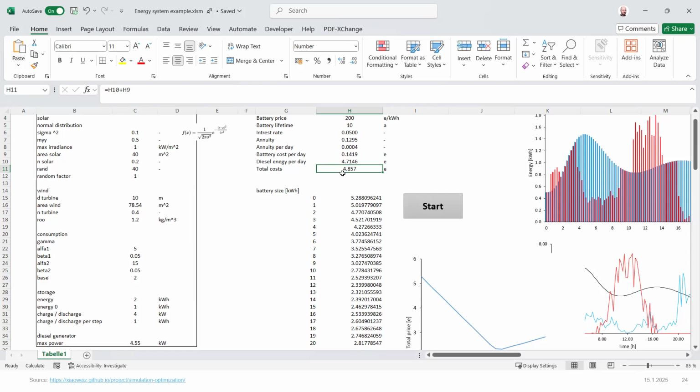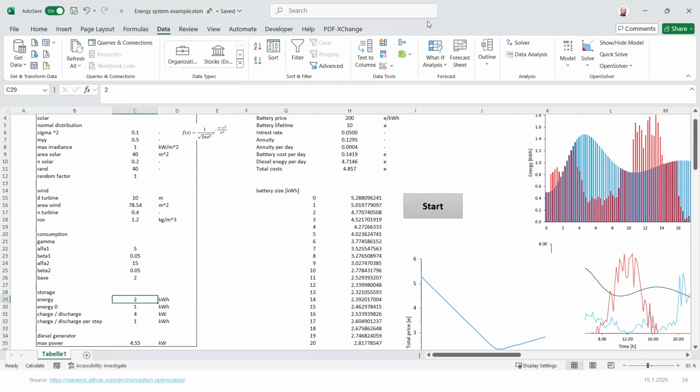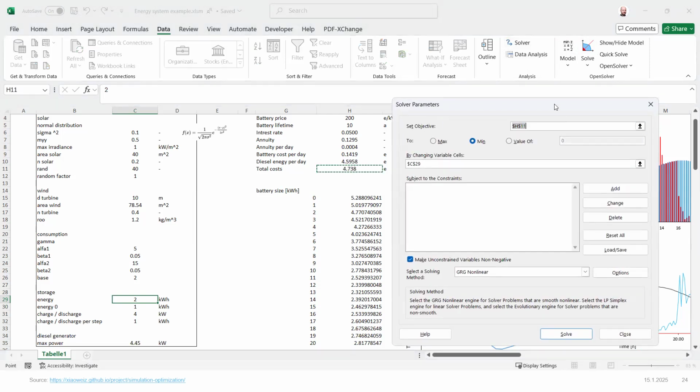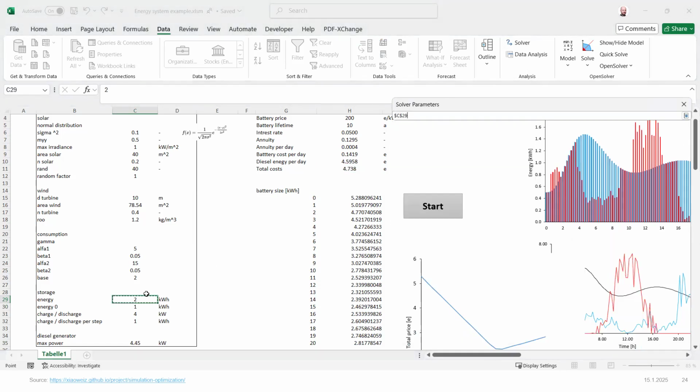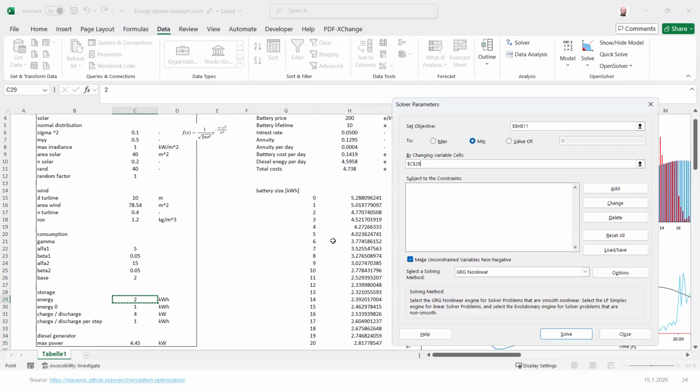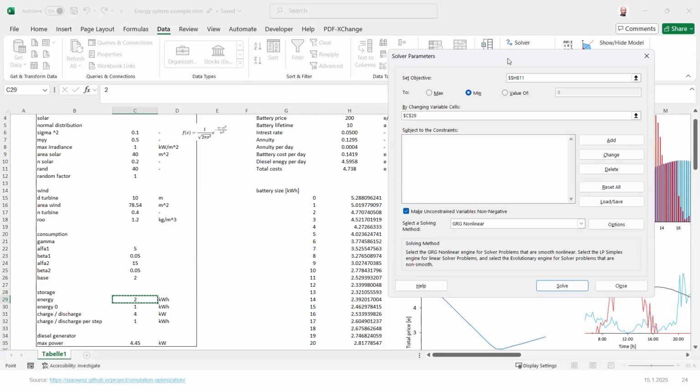So I want to minimize this by changing this. So let's try. I have a solver in Excel. There's also an additional part in here. So in Solver, I can say that I want to minimize this number by changing this number. And let's make unconstrained variables non-negative. So that's a constraint in there.